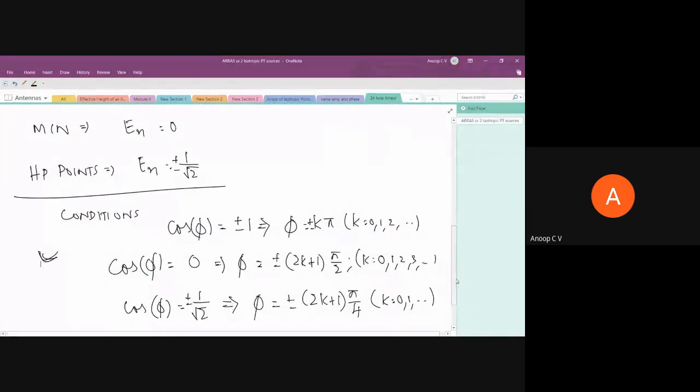So I'll quickly summarize. If you have to find the maximum of a normalized radiation pattern, you should equate it to plus or minus 1 for which value of the variable the normalized field pattern is equal to plus or minus 1. Those directions will give you maxima. And for which values of the variable En is equal to 0, that will give you the direction of minima. And to find half power points, you have to equate the normalized field pattern to 1 by root 2. You are familiar with that, right? There is nothing new in that.